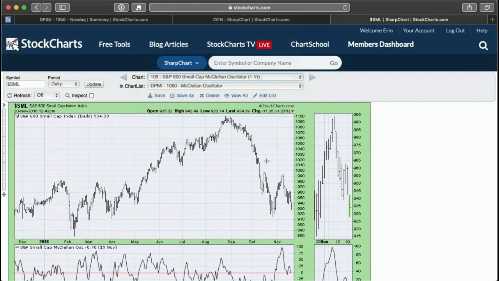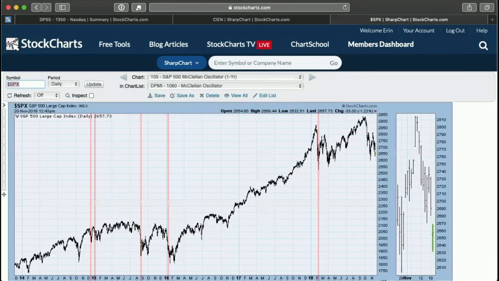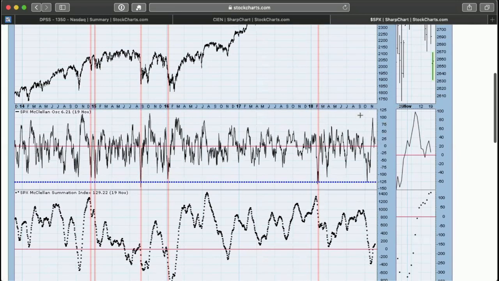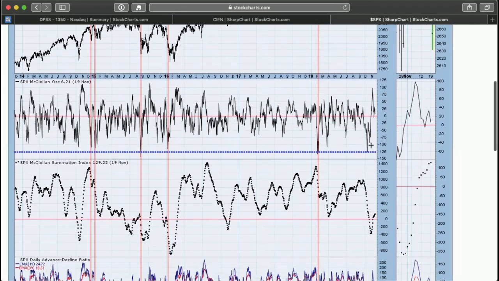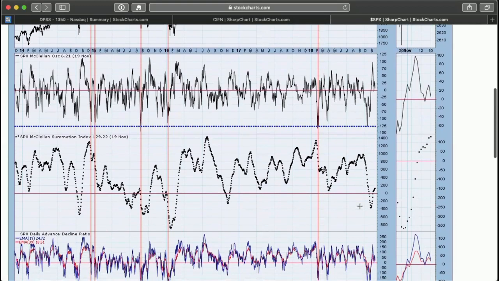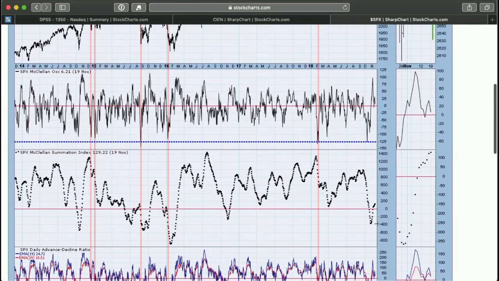I will look at the S&P 500 first off. Now, what are we seeing as far as the McClellan oscillator here? Well, we do still see it has been above the zero line. That's positive. And we could see summation is rising. It's actually above zero. The summation on the 600 did not show that. So I think that is somewhat interesting here.